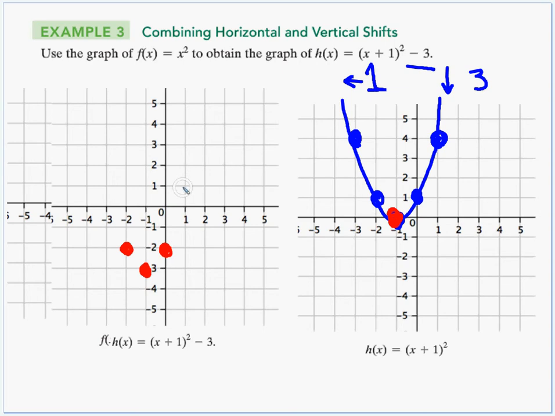So I can see here, I'm not sure my exact x-intercept, but I can see it's somewhere between 0 and 1. And then from this point, I'm going to go over 1, up 3. For this point on the parabola, there we go. So we shifted left 1 and down 3.